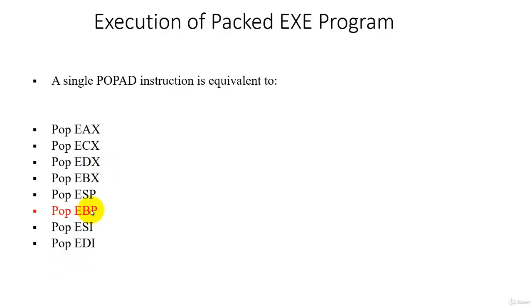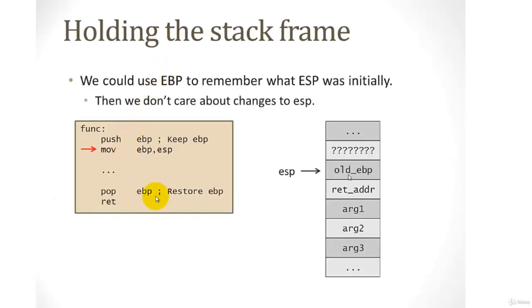POP EBP is the way we can track when the packer is about to return control to the extracted exe file. Now this is what it looks like when the packer is about to return to the unpacked file. When the program first starts, it will start with the instructions of the packer. Before the packer starts, it will push EBP to the stack so that it can return to it once it has extracted the original exe file. And then just before it goes to the extracted file to execute it, it will pop EBP.